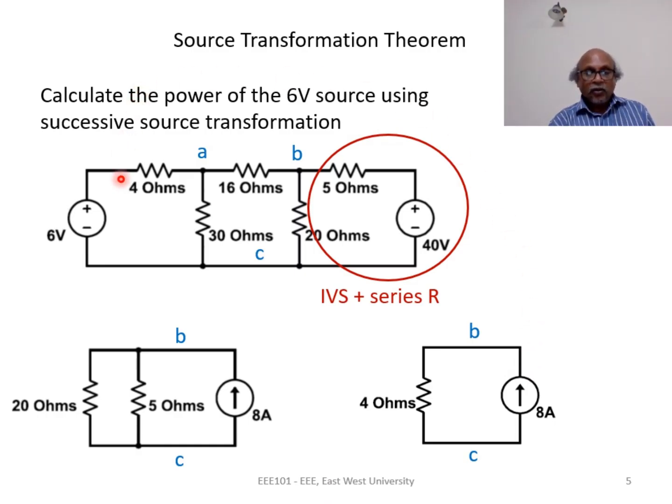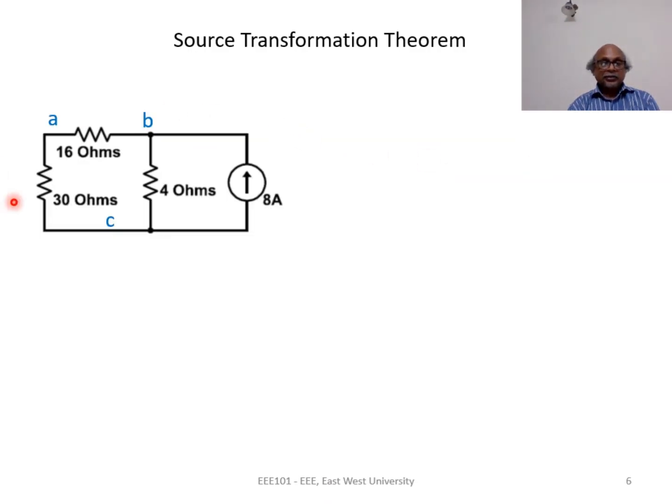Now let's look also between node A and C, 16 ohms and 30 ohms. So if we zoom out a little, we get this circuit. Again, here I have not drawn the complete circuit. What is on the left of node A is left out. In this circuit, between node B and node C, we see a resistance of 4 ohms in parallel with 8 ampere current source. So we can make source transformation, that is, these two can be replaced by a voltage source in series with a resistor.